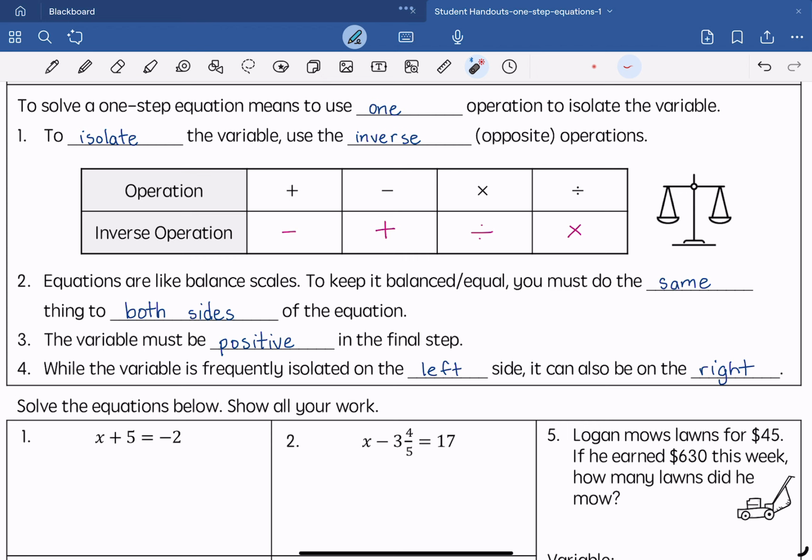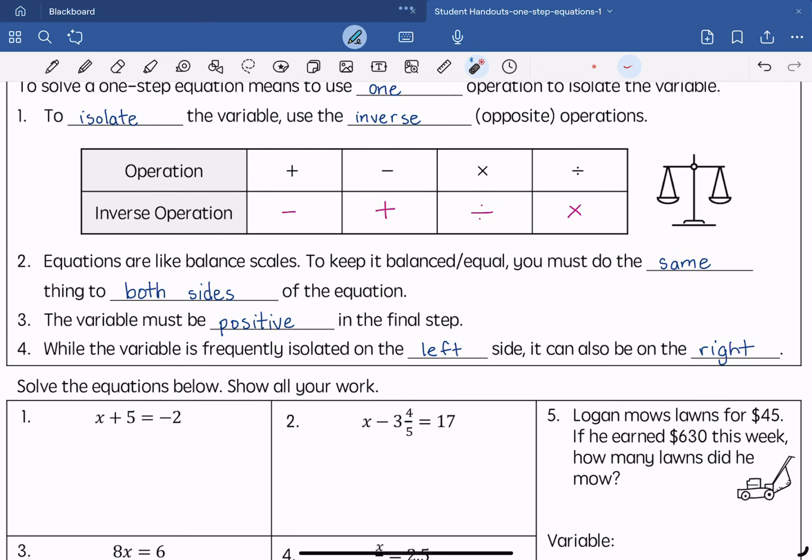Solve the equations below and show all your work. So question 1, the equation is x plus 5 is equal to negative 2. Our goal here is to find the value of x so that the number plus 5 will give us negative 2. Although we can probably do the math in our heads, we'll still follow the steps so that once the numbers get more complicated, you're able to use a process. So we want to isolate the x.